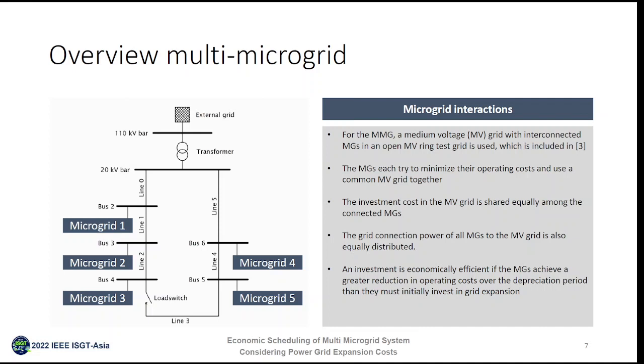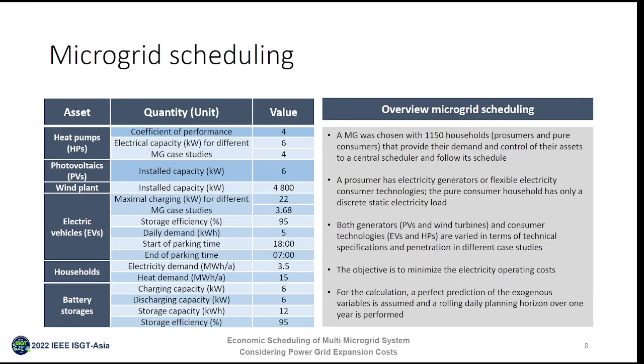For the microgrids, this means that an investment is economically efficient if they achieve a greater reduction in operating cost over the depreciation period when they must initially invest in a medium-voltage grid. A microgrid was selected with 1,150 households, with prosumers and consumers only, which submit their demand and control of their assets to a central planner and follow its schedule.